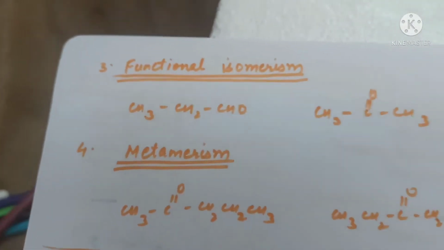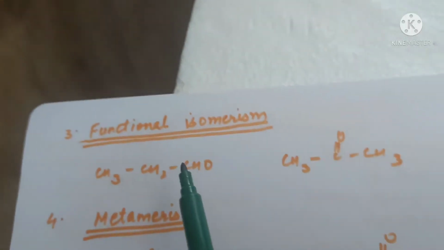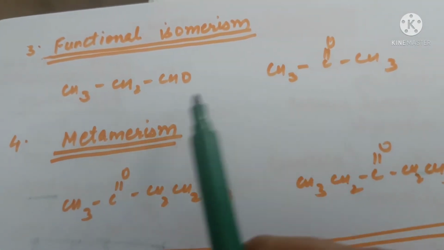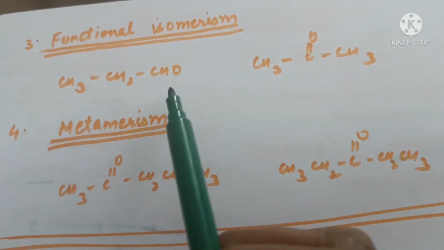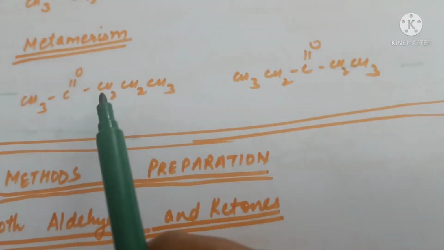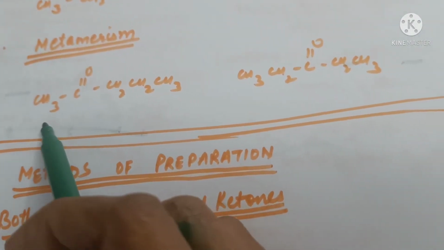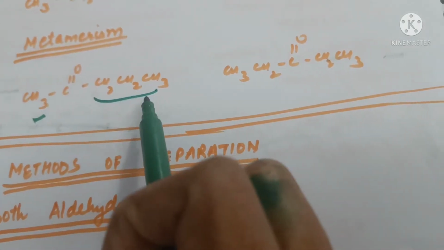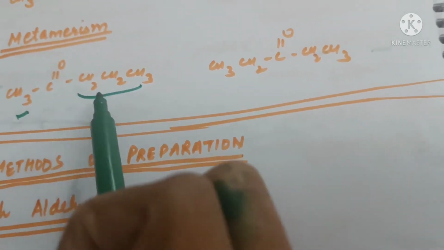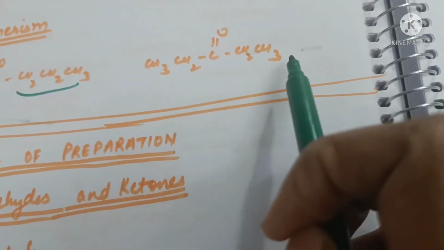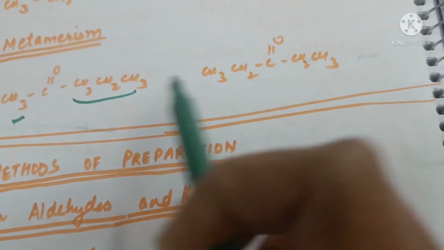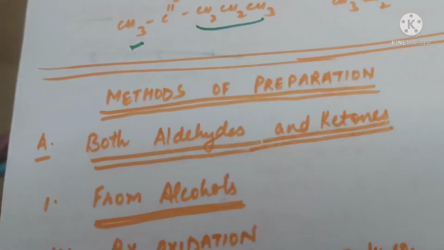Third type of isomerism is functional isomerism. So ketones and aldehydes are functional isomers of each other, and the phenomenon is known as functional isomerism. Metamerism arises when the alkyl groups on either side of the ketonic group are different. For example, methyl and propyl, and 2 ethyls. The molecular formula is same, but the alkyl groups are different. So these are metamers of each other.